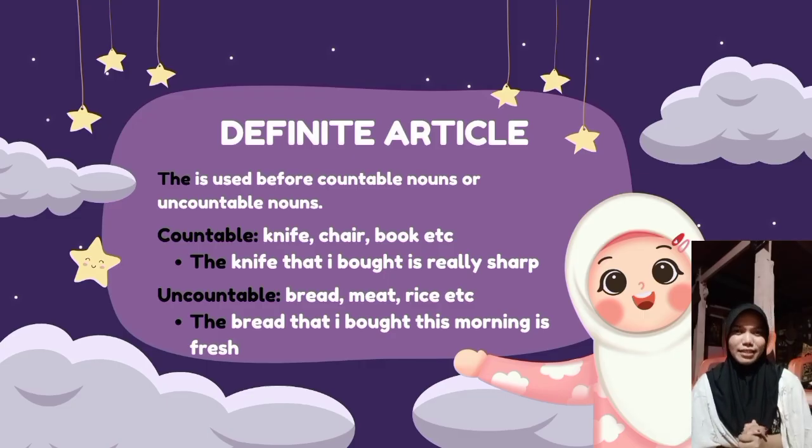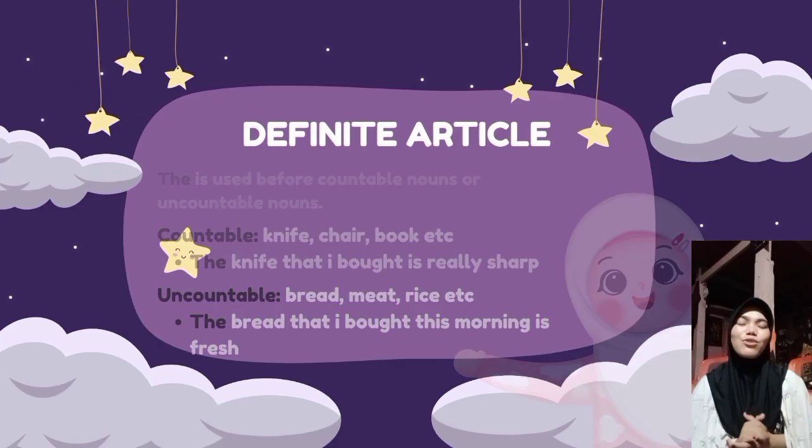Let's see the sentence. The knife that I bought is really sharp. Although the person who is spoken to doesn't know what knife is meant, the person who speaks has given an explanation, which is in the sentence, that I bought, so that it's clear already, as well as the other sentence, the bread that I bought this morning is fresh.